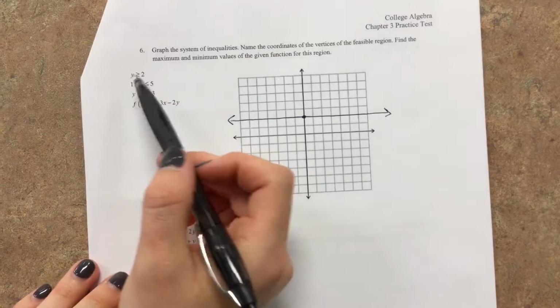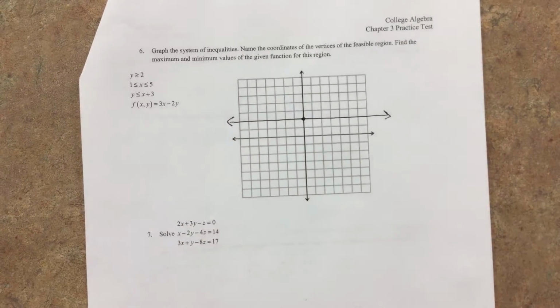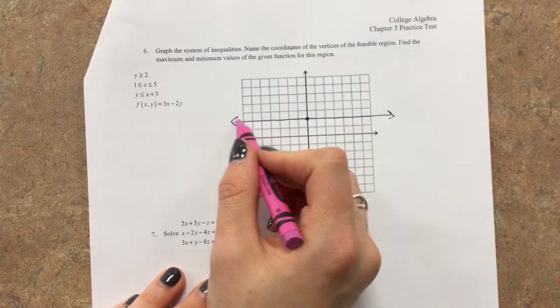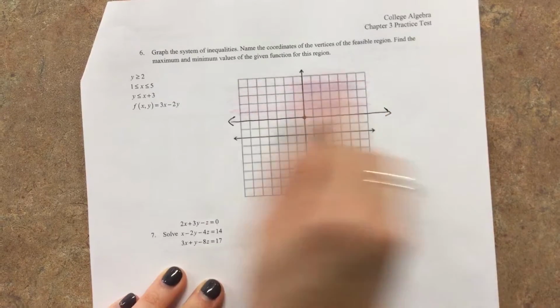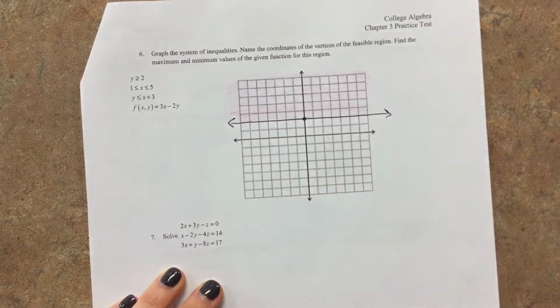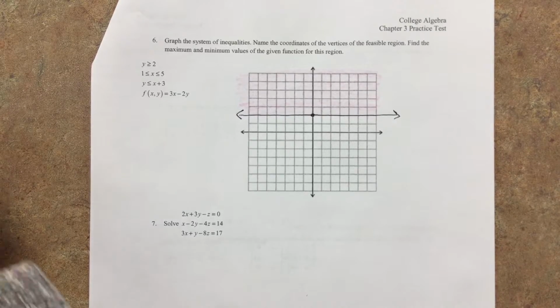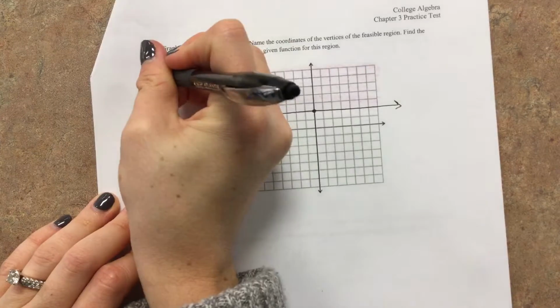And if we test the origin, 0 isn't greater than or equal to 2. So that means we shade above it, because we're looking for any y values that are bigger than 2. These are the y values that are equal to 2, and if you go up above, these y values are 3, 4, 5, etc. So that would be everything above that line. All right, so we got that one.